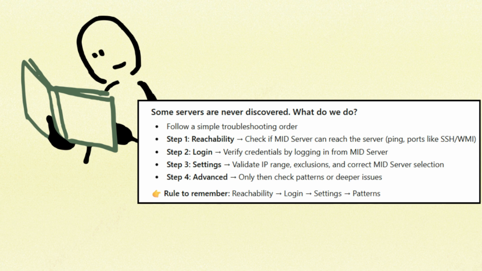Okay. The second thing you have to look at is we validate the credentials. From the MID server itself, we try to log in to the same account configured in discovery. If the login fails there, we work with the infrastructure team or security team to fix the credentials or the firewall rules. In the third case, we review the discovery configuration. Here we confirm that the IP range is correct and not excluded. Also, whether the correct MID server is selected or not.